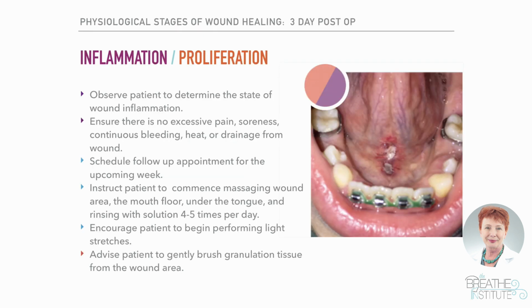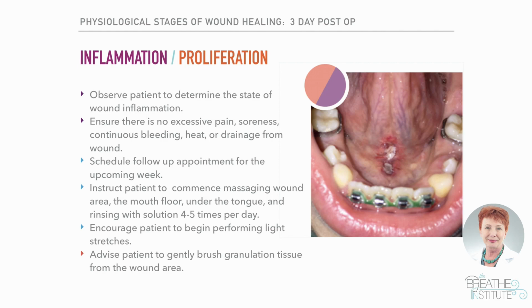Then we go over the inflammation/proliferation phases, and they overlap. Like you can see in this picture, there is still a little bit of redness, and also a little bit of granulation tissue. In this case, it's not too much.